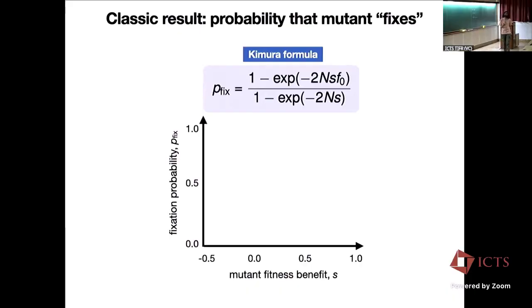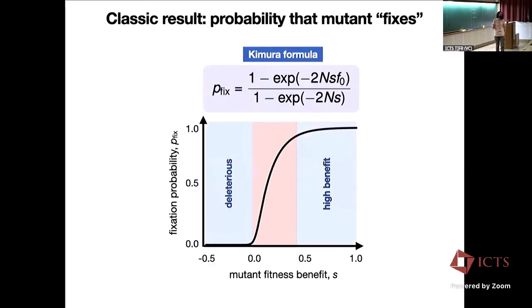And if you plot the fixation probability P fix as a function of the mutant's fitness benefit S, negative means the mutant is worse than the parent, positive means it's better than the parent, you see a curve that looks something like this. It's very easy to understand this curve. When the mutant is what is called deleterious, that is when it grows less well than the parent, then of course the fixation probability is very low. As the mutant gets more and more fit compared to the parent, the fixation probability doesn't shoot up to 1, but gradually rises roughly linearly with S. And then eventually, of course, when the mutant becomes very fit compared to the parent, it's almost certain that this mutant will fix. So the fixation probability goes to 1.